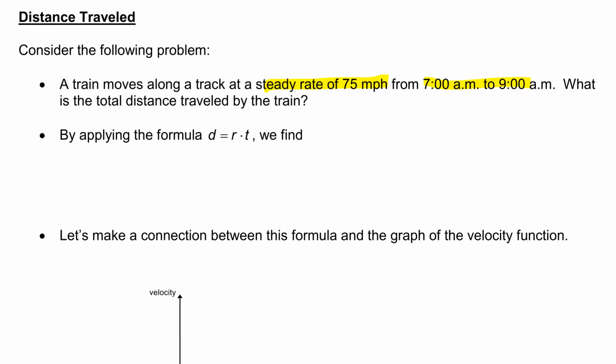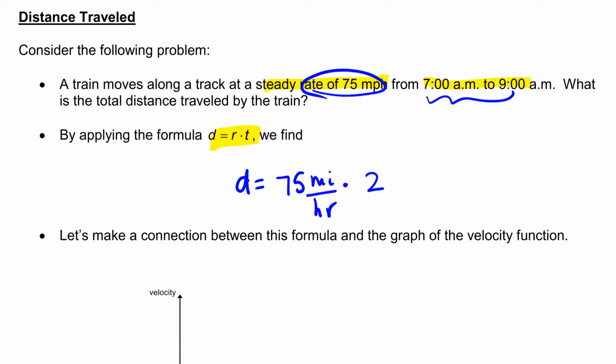Okay, so in physics, or I think in middle school, they even did this by applying the formula D equals R times T, right? Distance is just rate times time. So the rate is 75 miles per hour, right? This is our rate. If we multiply by our time, it's 2 hours, from 7 a.m. to 9 a.m. What happens to my hour units?